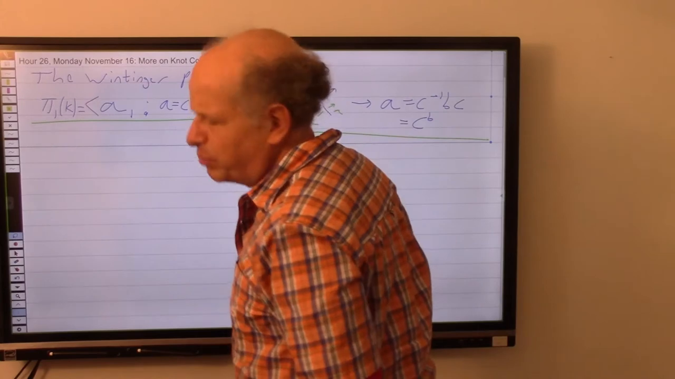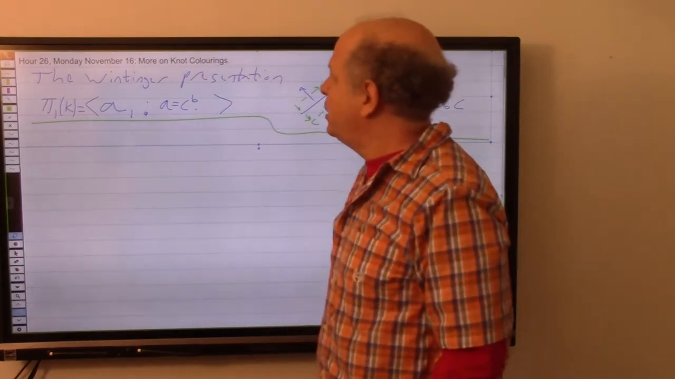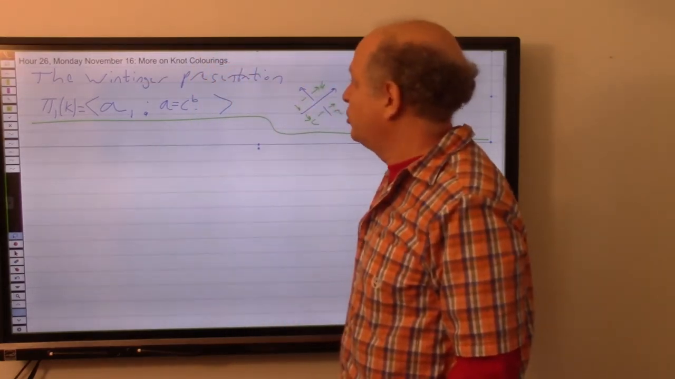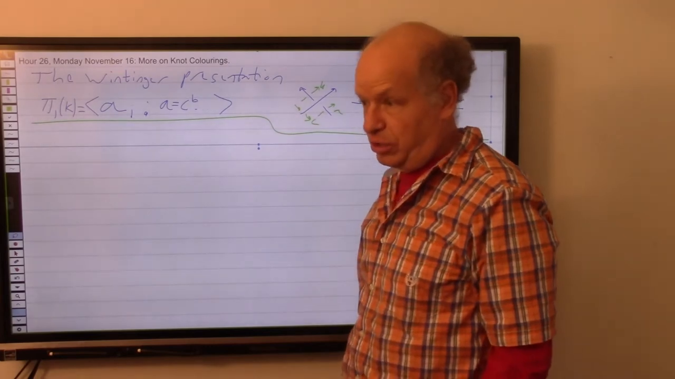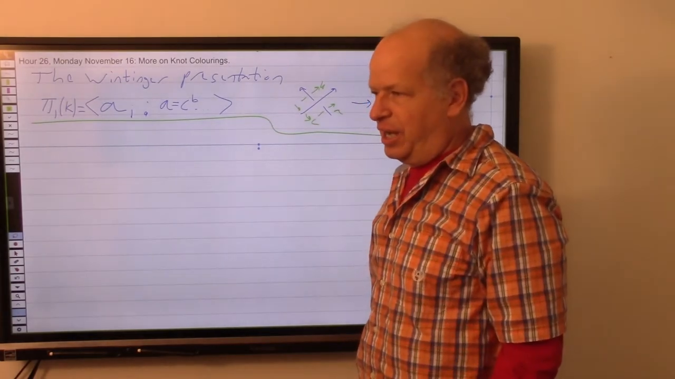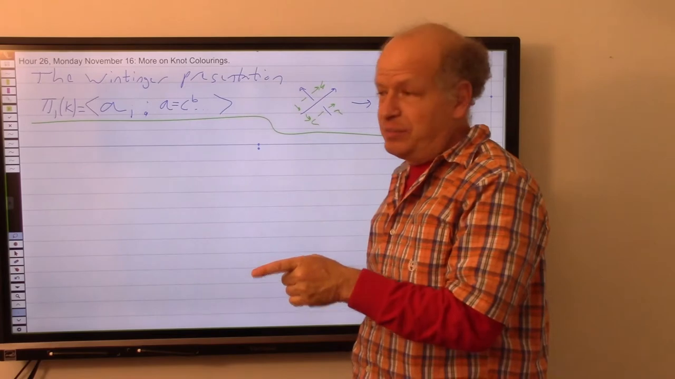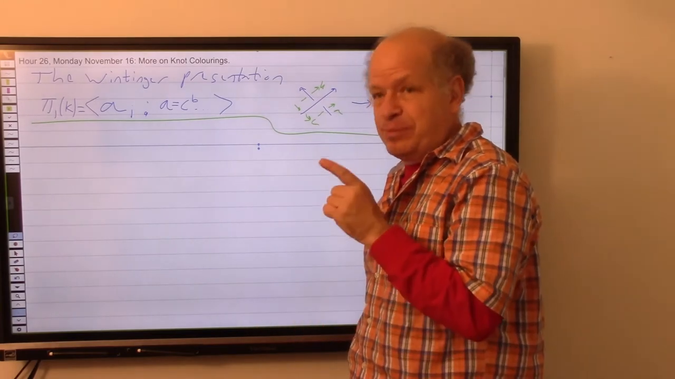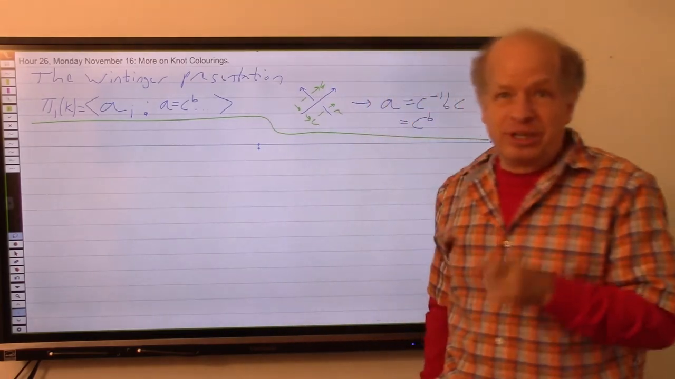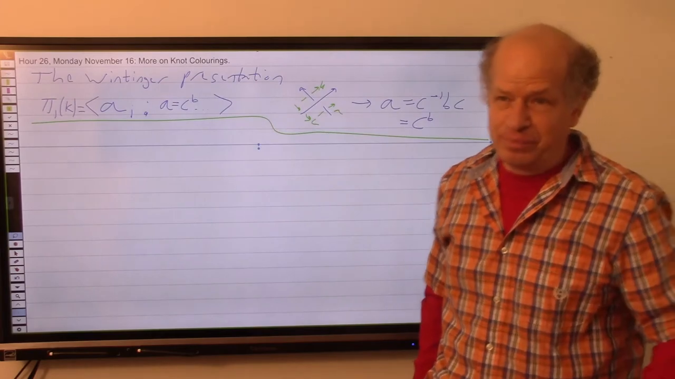MAT 1350, Monday, November 16. I want to say a few more things about knot colorings today. It should be fun. I may blunder, I may mess it up. Sometimes I do. But it should be a fun class if I don't blunder.